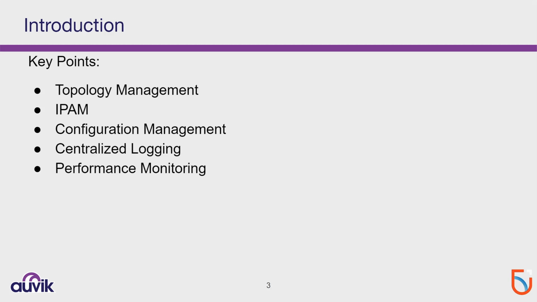And the last point that we're going to be talking about in this presentation is performance monitoring. Auvik monitors the entire estate of your network, and you can create custom alerts that notify you when something goes wrong. It can also analyze everything that you need to know about the state of your devices and the traffic flow in your network. Let's start with the topology management.